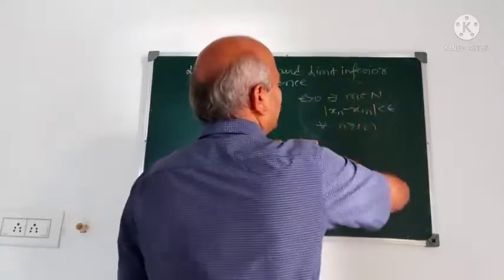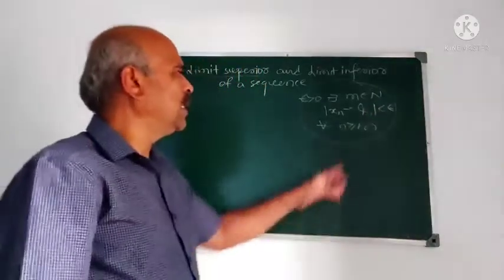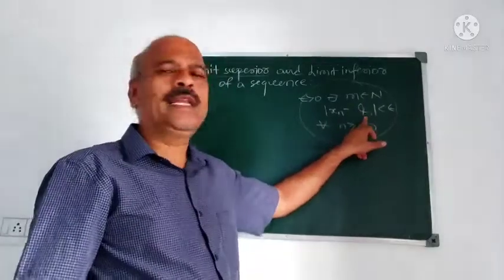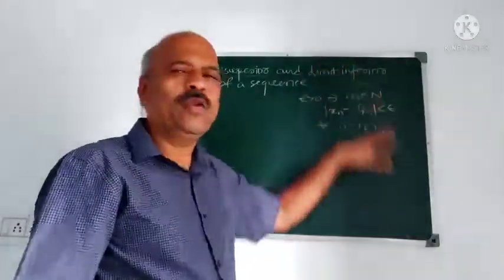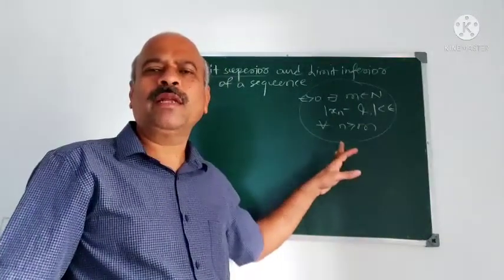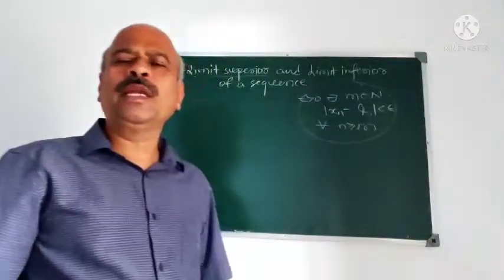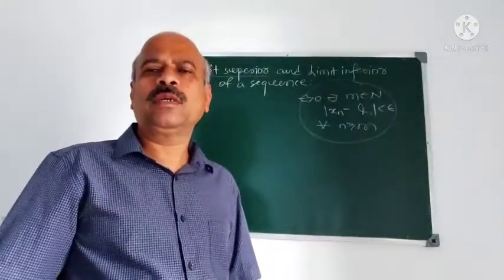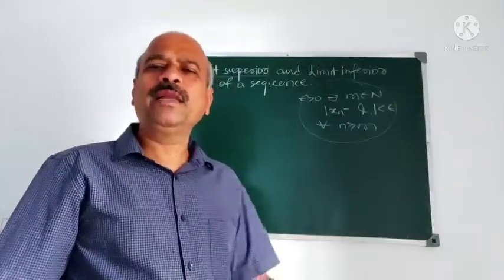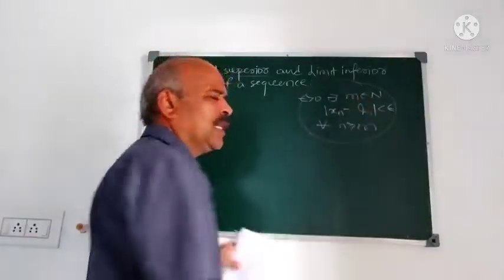Then we say that mod xn minus L is less than epsilon for all n greater than or equal to m. We say that the sequence converges to L and L is called limit of the sequence, and we have developed convergence of the sequence in this manner. But sometimes, limit superior and limit inferior are defined first, and limit of the sequence is defined in terms of limit superior and limit inferior.